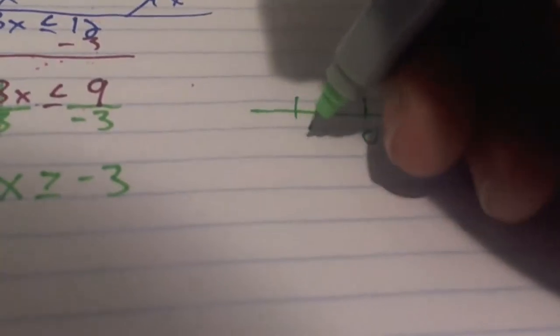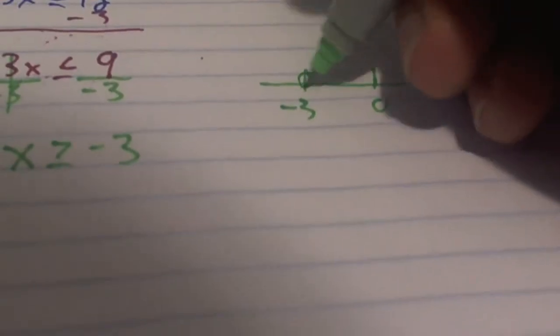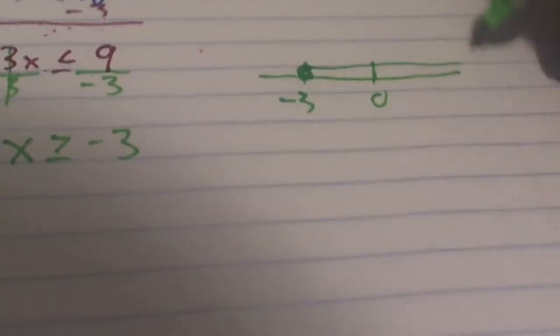Alright, so now the graph, since it's less than, the equal to part is going to be a full circle, and greater than are always to the right. Okay.